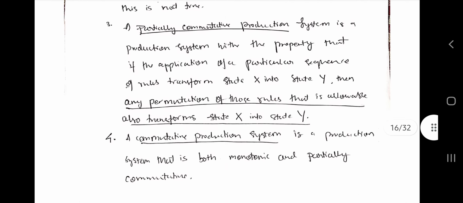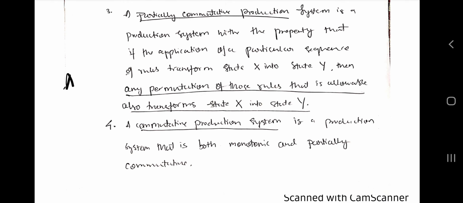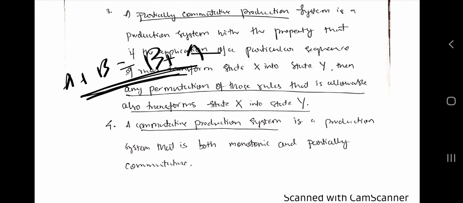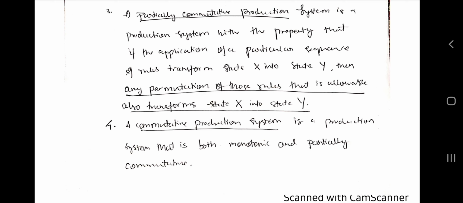For the rest of the 50%, you have to remember a plus b is equal to b plus a. If you remember this one, the rest is also done. What is partially commutative? What is commutative first of all? Commutative means you can change the order and still get the same answer. That is called commutative.